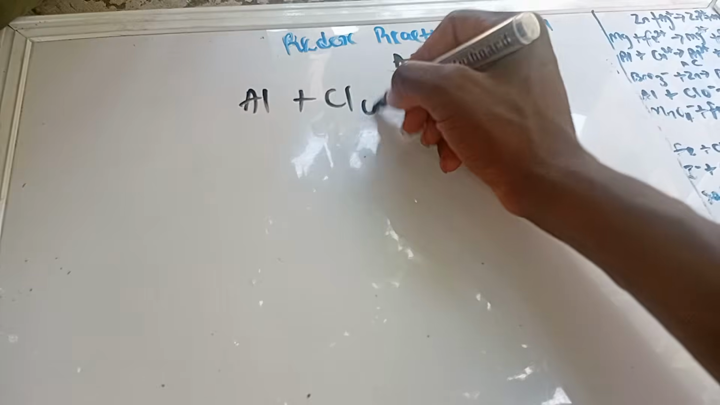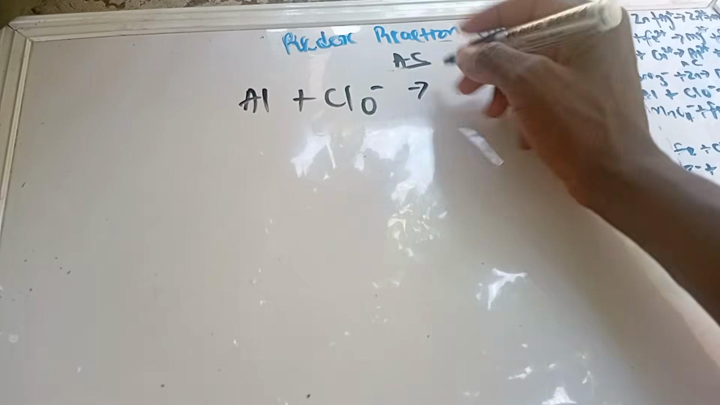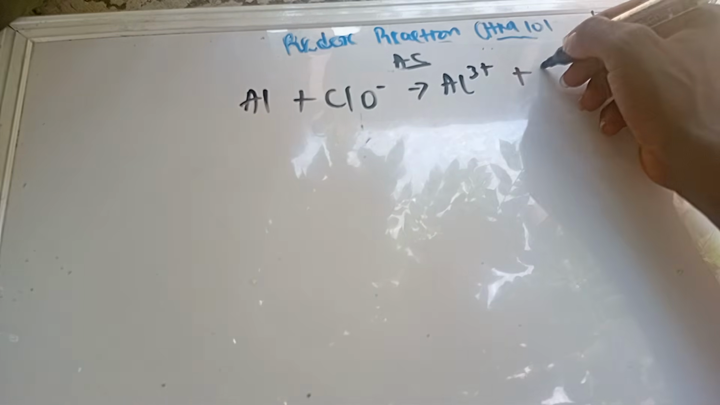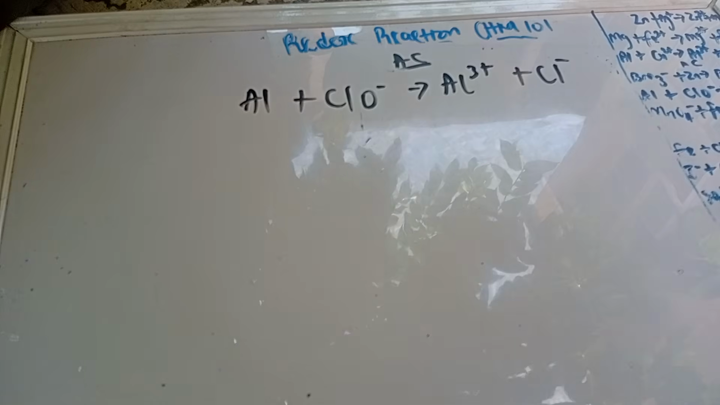Plus ClO minus to give us what? ClO minus to give us Al3 plus and Cl minus. Now let's do this one very well. Let's stay calm so that we will not make mistakes. Sorry for the previous one, but at least you learned something from that, which you are going to apply here as well.